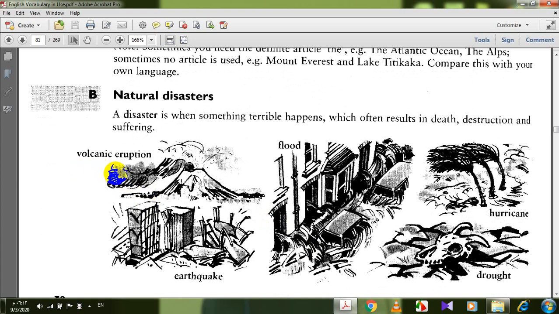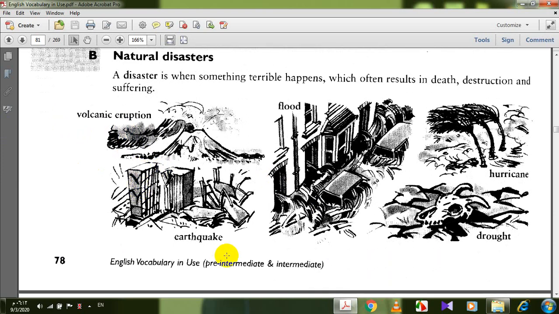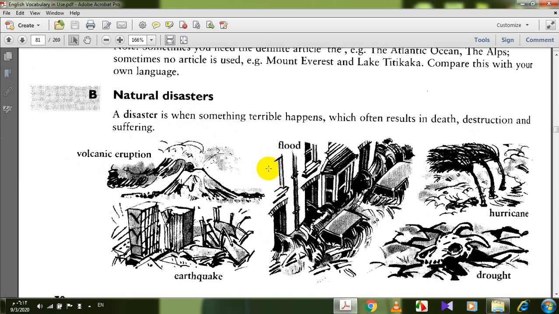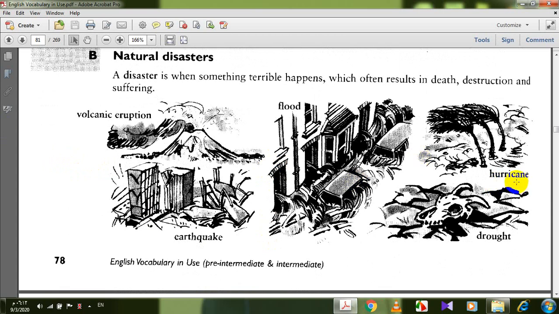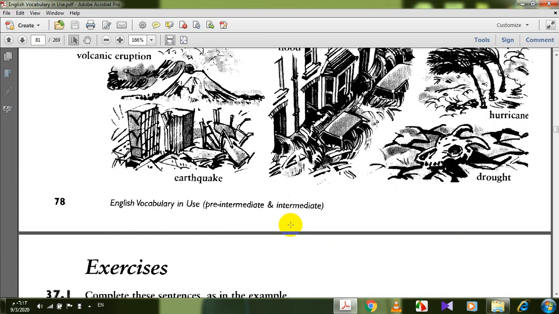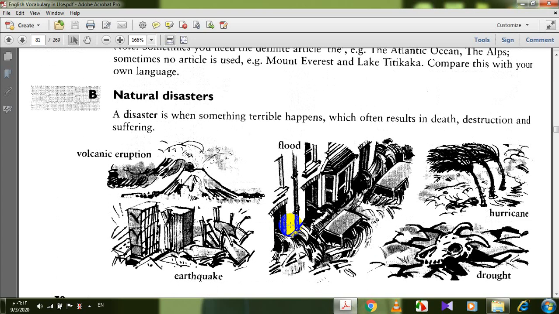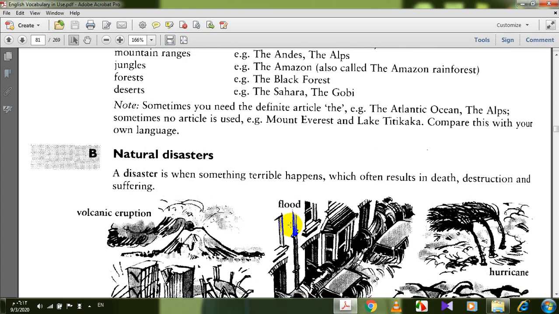Here we have volcanic eruption. We have earthquakes. We have flood. We have hurricane, or hurricane, both. Drought. Okay, good. I think we have come to the end. Good. So also students are required to do the exercises alone, on their own.